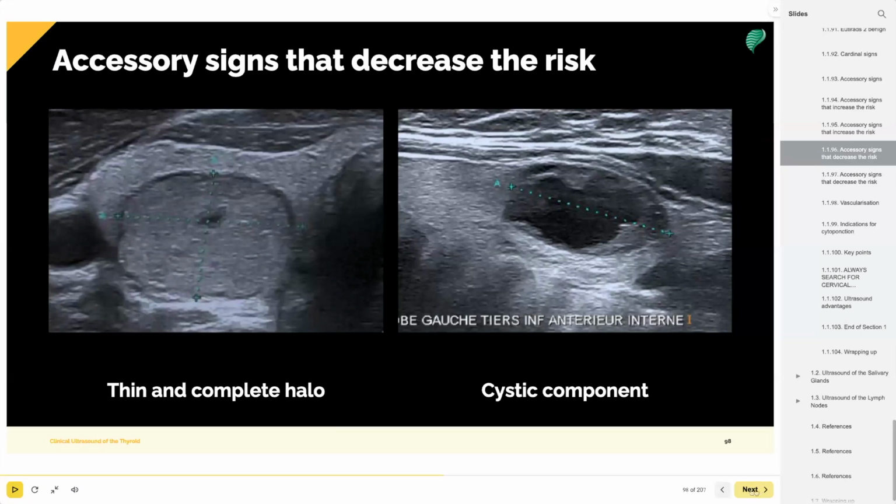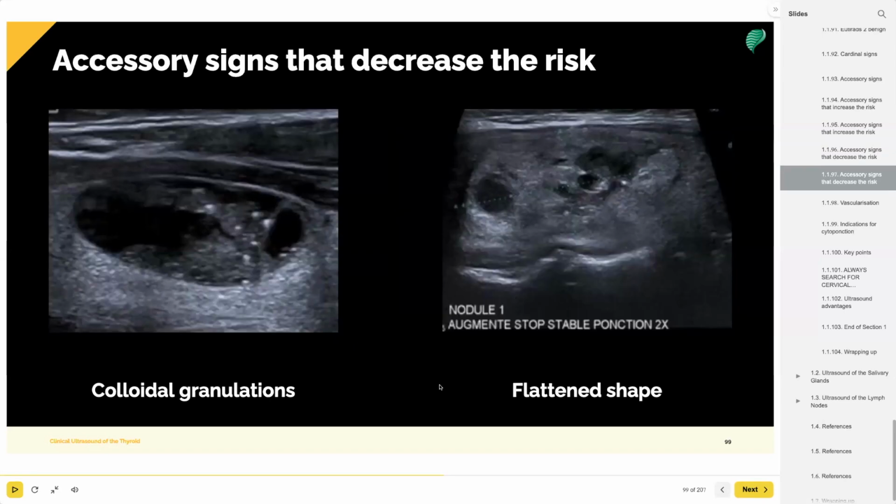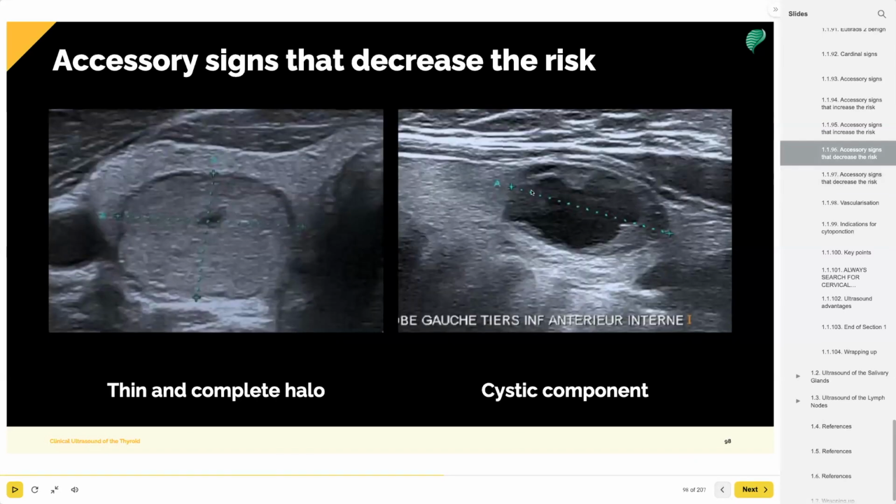In this image, we can see a thin and complete halo around the thyroid nodule. This is a sign that decreases the risk of thyroid cancer or any further issues. I'm sorry, here we can also see a cystic component within the thyroid nodule.